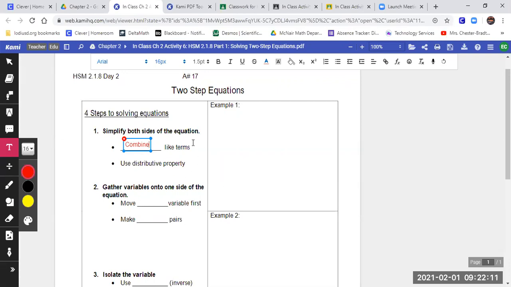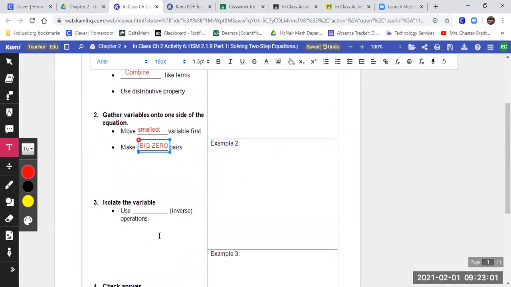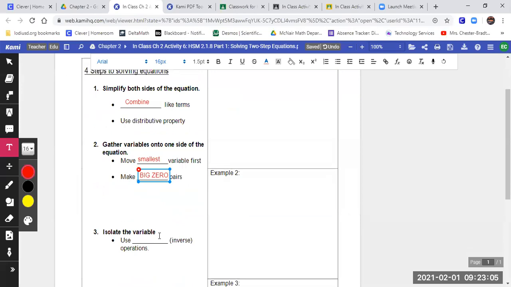After you combine like terms, you're going to move the smallest variable first, okay? Then you're going to make zero pairs. That was making the big zero. So big zero pairs come first. That's right. So we move the smallest variable first, and we make some big zero pairs to get rid of those adds and subtracts, right?